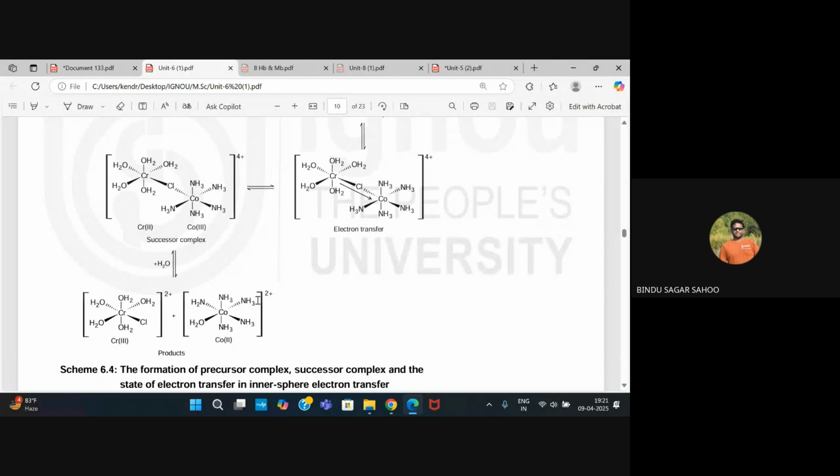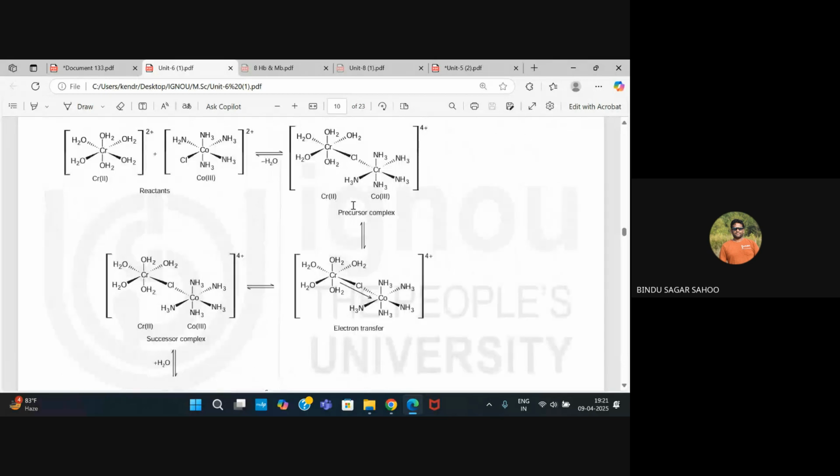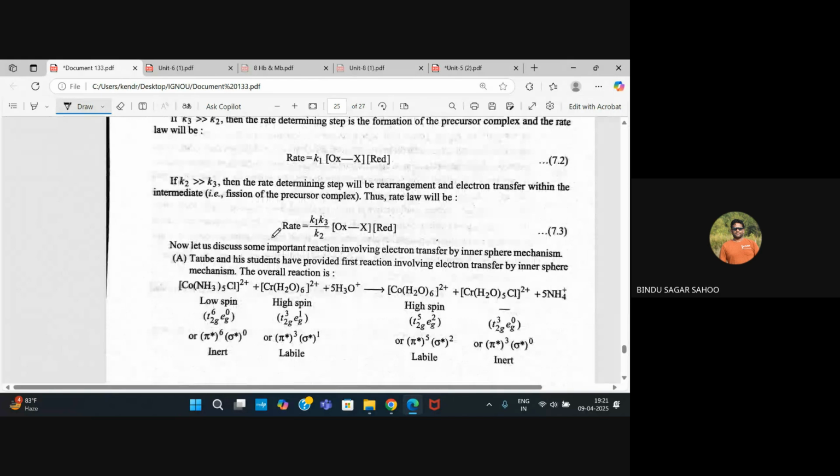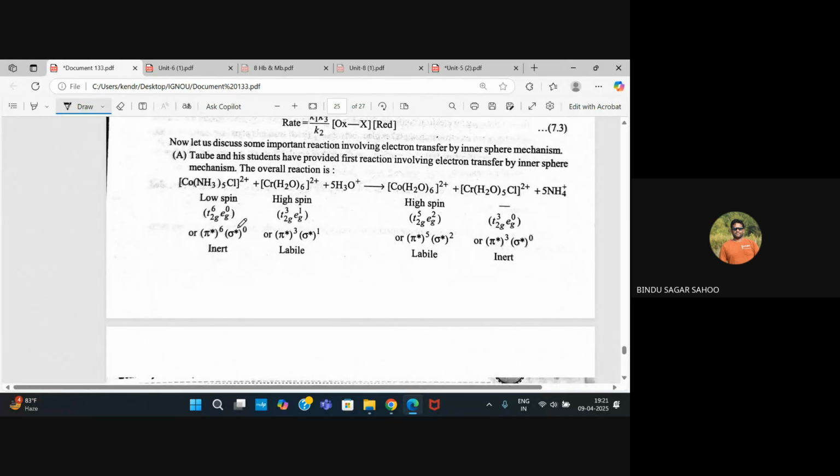Okay, so this picture is from your e-content material, or we can represent it by this particular representation: cobalt NH3 5 Cl 2 plus, chromium water 6 2 plus. This is a low spin complex, this is a high spin complex. And this final product will be this one: chromium water 5 Cl 2, and cobalt water 6 2 plus. So how is cobalt water 6 2 plus forming?